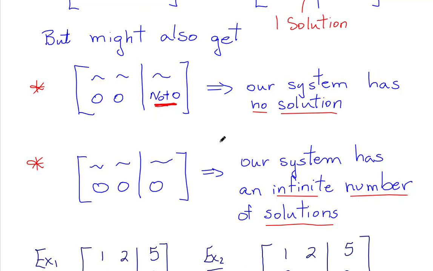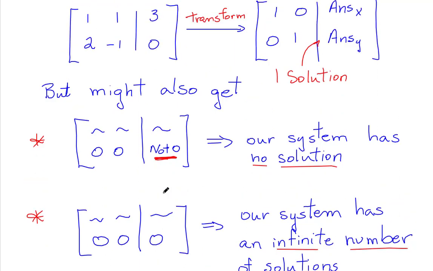Now, that's another possibility. We may also get the situation where I get something, something, something, and then a whole row, the whole row all the way across, are all zeros. And if that happens, then that says our system has an infinite number of solutions. So again, there's three things that could happen when we try to transform. I might get ones and the answer for x and y, or I might get 0, 0, and something not 0, or a whole row of zeros. Those are the only three things that can happen.